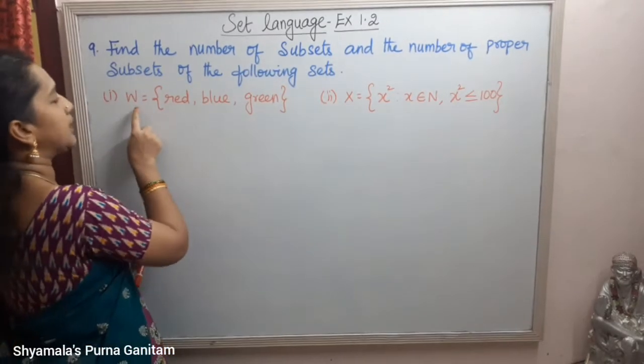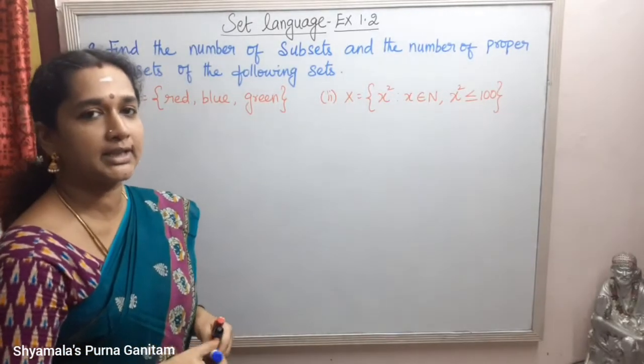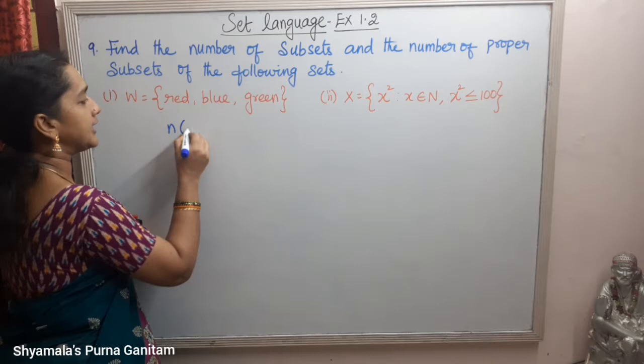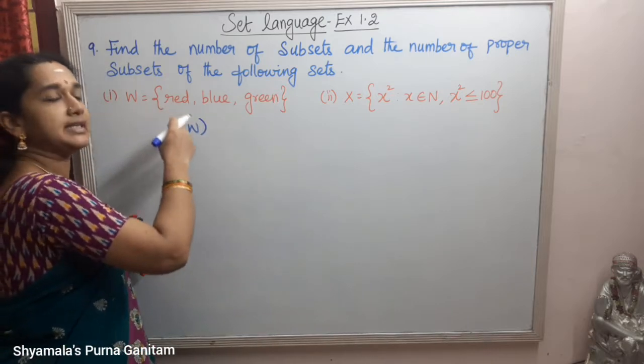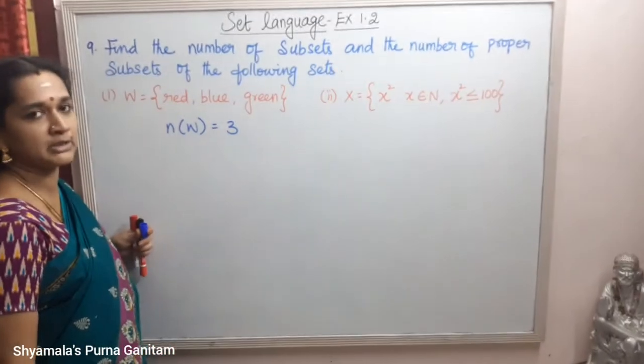Okay, so here W is equal to {red, blue, green}. How many elements are there in this set? 3 elements are there in this set, that is n(W). n(W) means the number of elements in the set W, which is equal to 3. We have 3 elements for this.